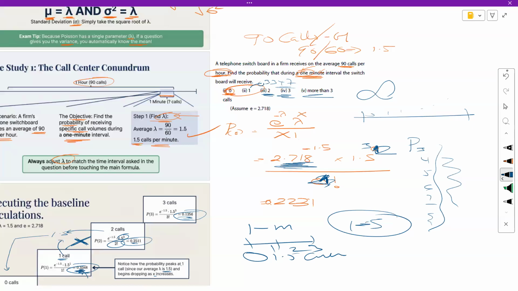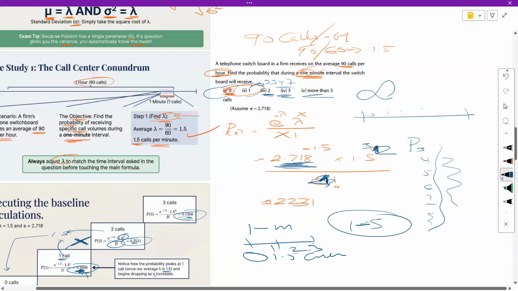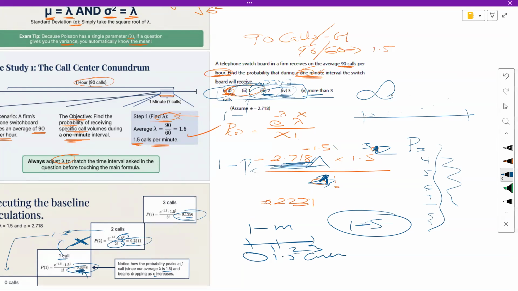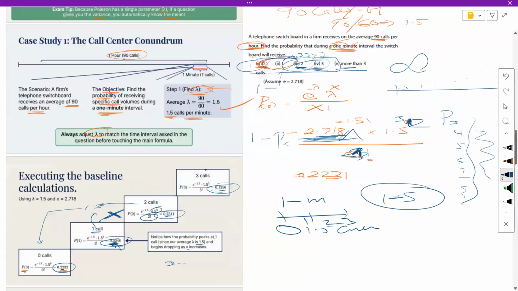But what we can do is find the probability of getting no call, getting 1 call, getting 2 calls, and getting 3 calls. Then we sum all these 4 probabilities and deduct from 1. So 1 minus the probability of interest, then we get the complement. We can apply the complement rule here.